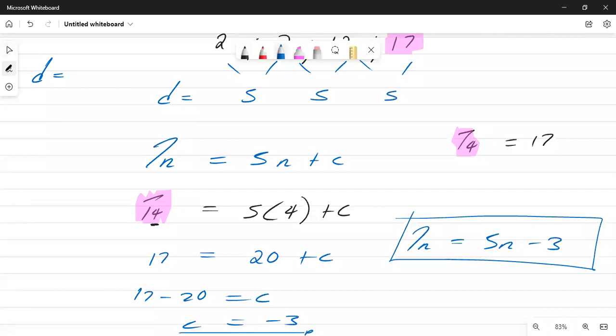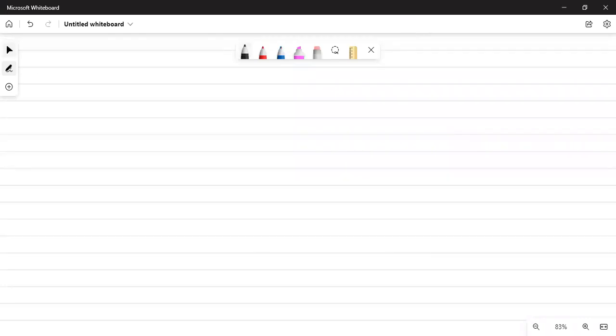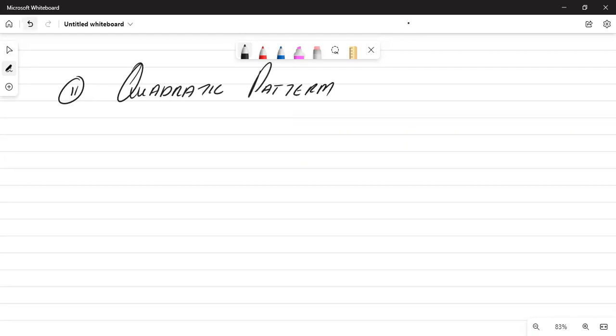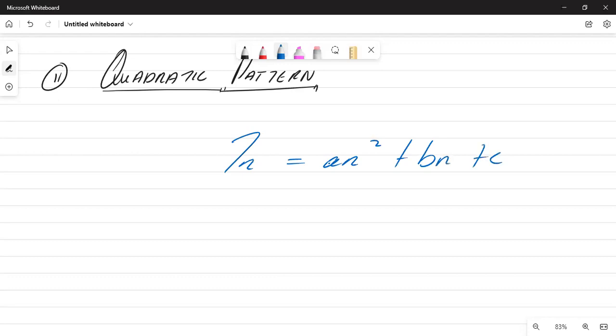Moving on from here, we talk about the next type you're going to be dealing with. The second type of pattern is the quadratic pattern. This is basically the most important one for your particular grade. Starting off, the general term is Tn is equal to an squared plus bn plus c. With this, Tn represents your general term.